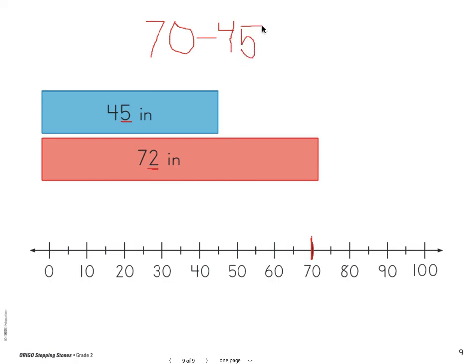Because I can do 70 take away 45 in my head a lot quicker than I can do 72 take away 45. So now that I'm at 70, I'm going to use my number line to help me this time. I'm going to go back 4 jumps of 10. Went back my 4 jumps of 10, and now I have to go back a friendly jump of 5. And I get 25.